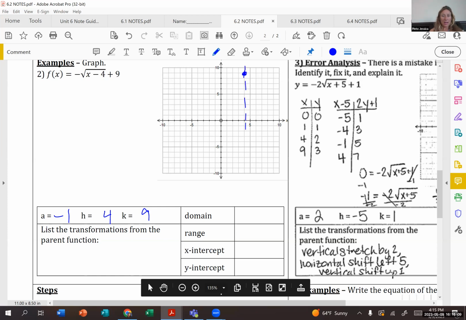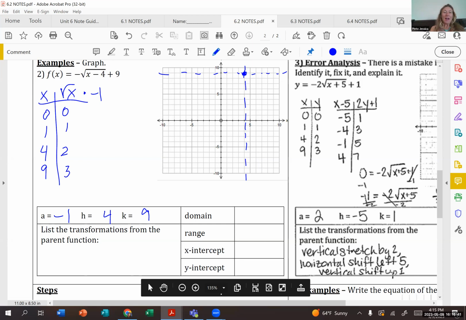And then I'm going to sketch these new lines to pretend like that's the new origin. Then I'm going to make the table that's x, square root of x, and then the times by -1, which is the a value. So I'm going to have 0, 1, 4, and 9, and 0, 1, 2, and 3. Now I've done it 2 times, it was easier. And I multiply these y values by -1, which gives me 0 still, -1, -2, and -3.